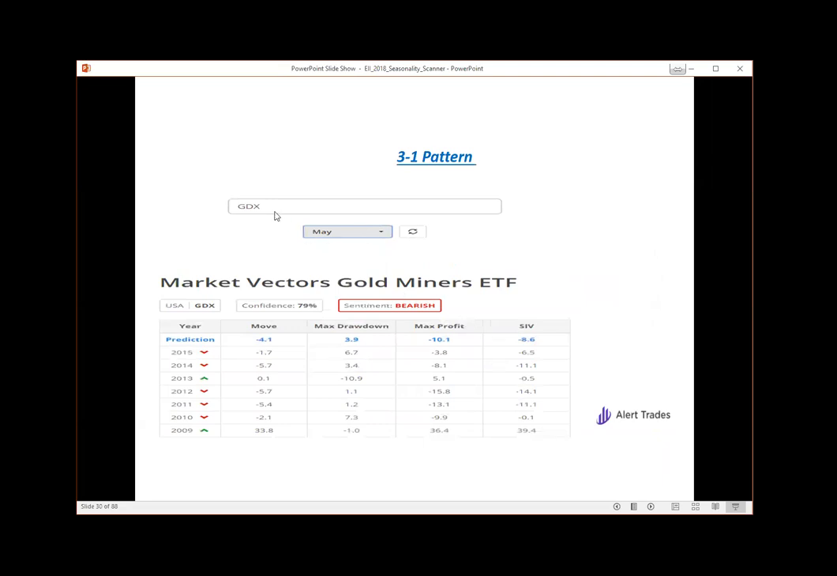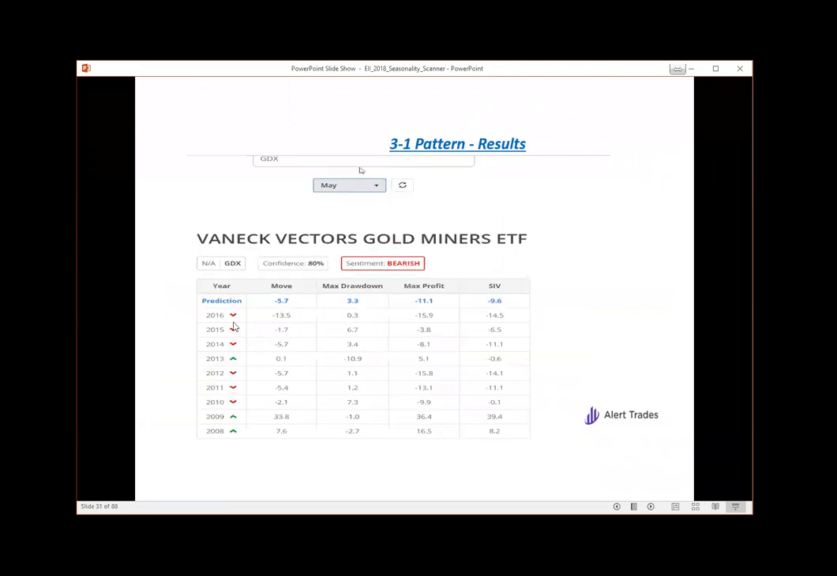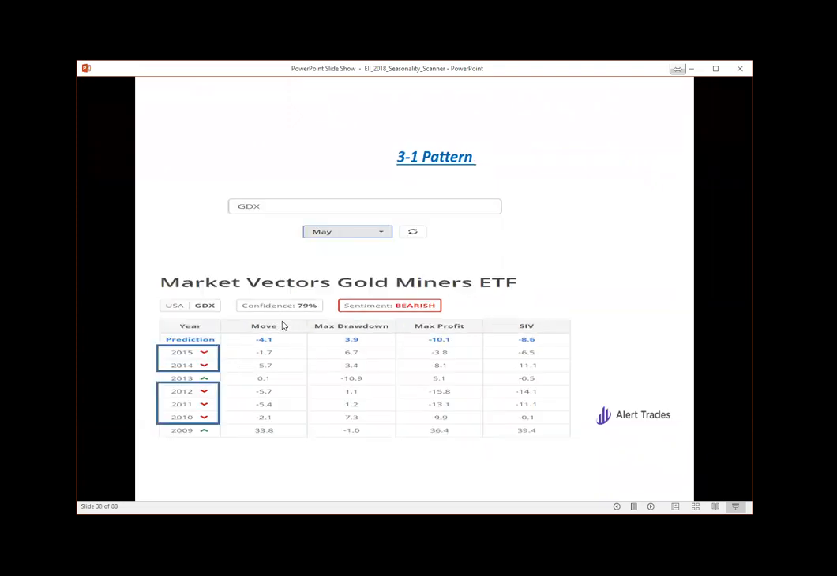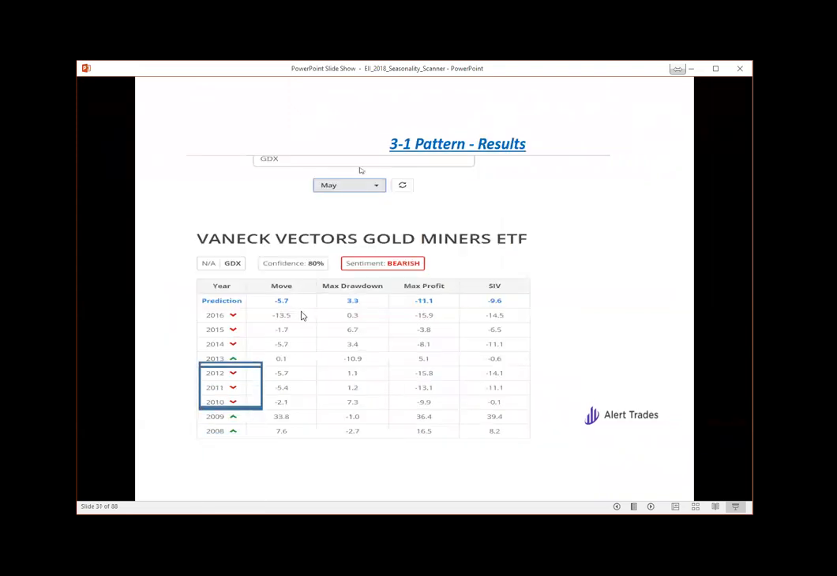Here's one on May of GDX, the gold ETF here. Notice the pattern here. It says 3-1, and now you got a 3. So basically 2016 was going to be a down year, an average move of 4.1. Look at the results, what happened here. And you can look here, it didn't move 4% at all as a prediction. It moved 13%. So this was a great, great trade here that most people would have walked away with because it's only a 79% accuracy and confidence value there, okay?